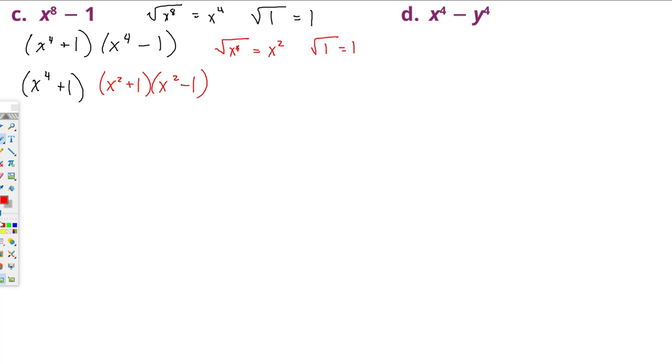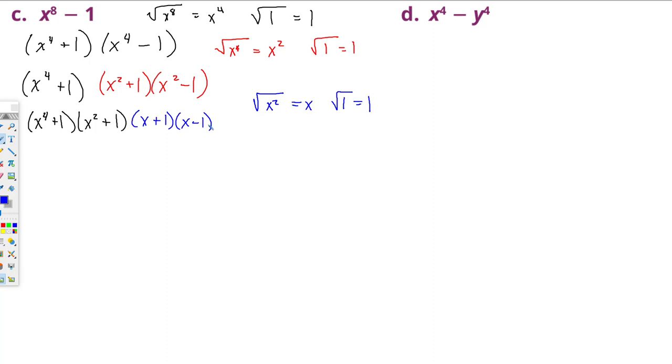So I'm going to write down the things that can't be factored any further. Can I take the square root of x squared? Yes. Can I take the square root of 1? Yes. So x plus 1, x minus 1. And so it's done at that step.